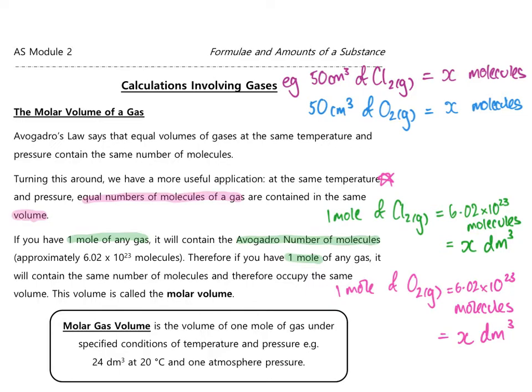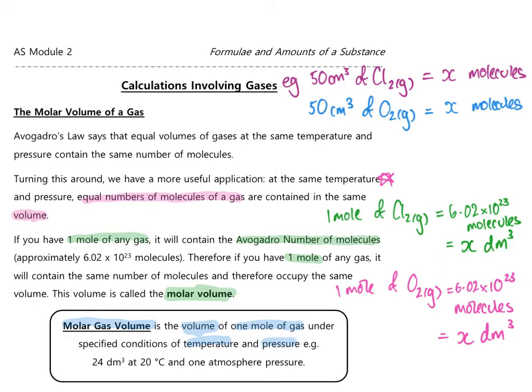And what we call this volume is the molar volume. In other words, the volume of space that 1 mole of gas occupies. Now that's all quite abstract, but we'll put it together in an equation shortly. But let's look at a definition of molar gas volume to try and get our heads around what we are talking about here. So the molar gas volume is the volume of 1 mole of a gas, and it has to be a gas, not a liquid or solid, under specified conditions of temperature and pressure.